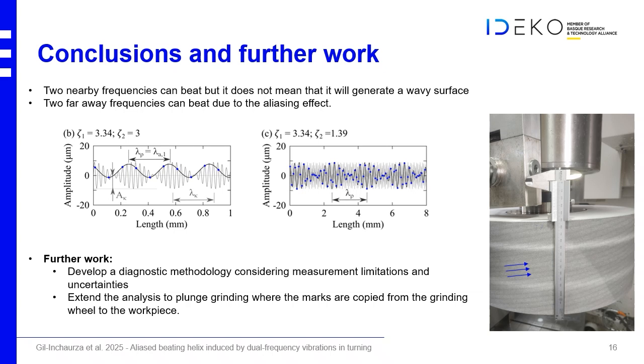Then we would also like to extend this work to grinding applications, especially to plunge grinding, because during the dressing process we can generate marks, and the kinematics of the dressing process is exactly the same as the one that we are considering here in turning. Then the grinding wheel can have those marks, and they are copied to the surface that is ground. So what we would like to do is to analyze the ground surface and be able to detect what is the problematic vibration in the machine that is causing surface finish issues.